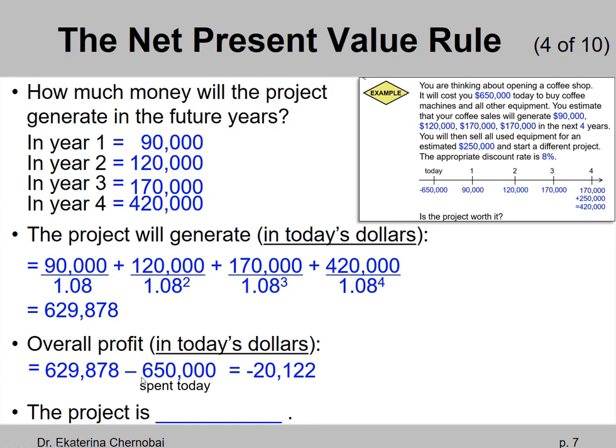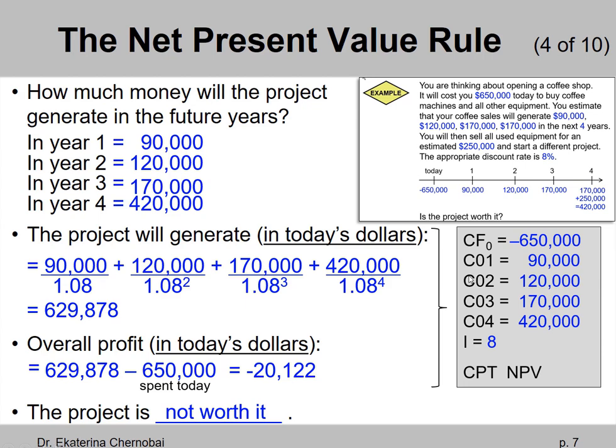But it will cost us $650,000 today to start this whole thing. So when you calculate the difference, right, money coming in minus money coming out, you get negative $20,122. So the overall profit is negative, which means we are going to be losing money. Now, it looks like it's a pretty complicated calculation, right? Actually, you can do the whole thing in one step. Cash flow keys. So before I show you this cash flow key solution, how would you make a recommendation regarding this project? Because you would be losing money, you would not recommend launching this project. So you say that the project is not worth it, or you can say the project should be rejected.